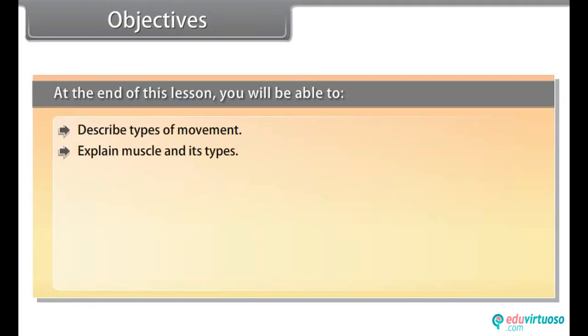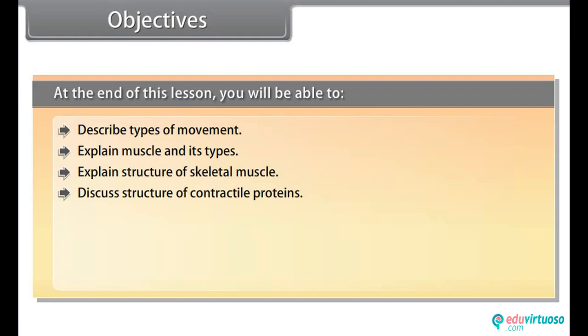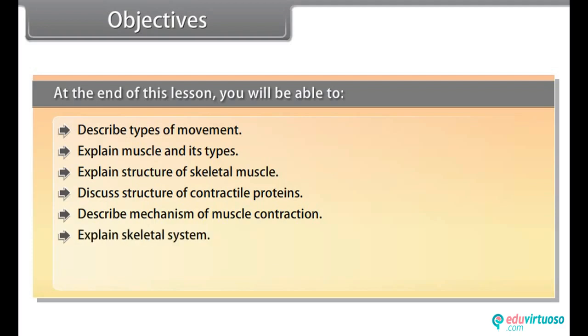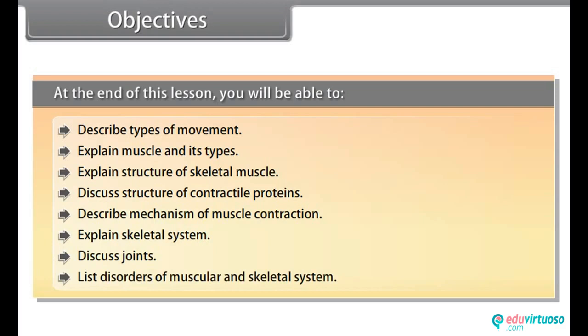Objectives. At the end of this lesson, you will be able to describe types of movement, explain muscle and its types, explain structure of skeletal muscles, discuss structure of contractile proteins, describe mechanism of muscle contraction, explain skeletal system, discuss joints, list disorders of muscular and skeletal system.